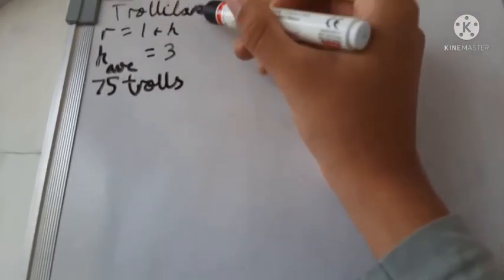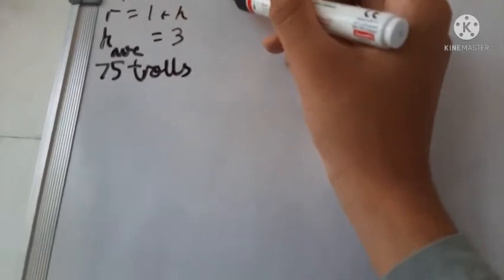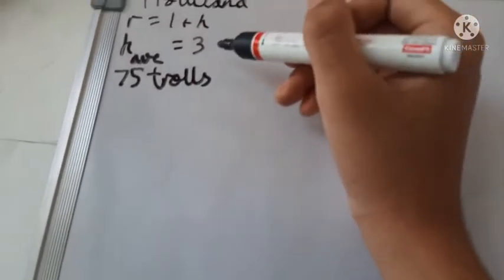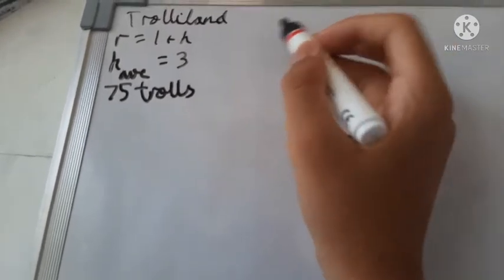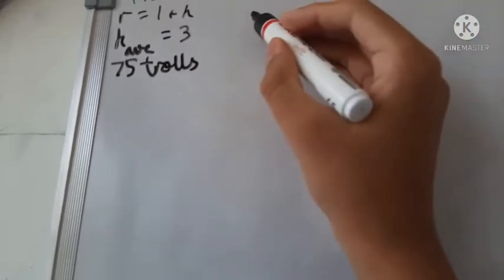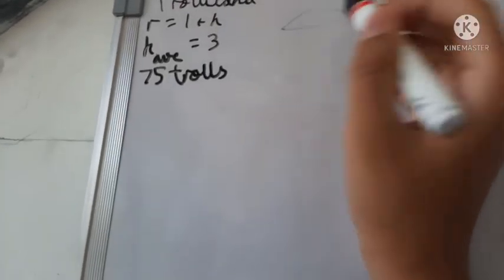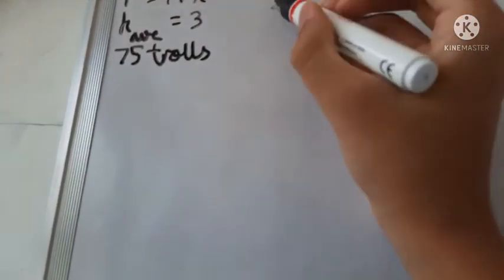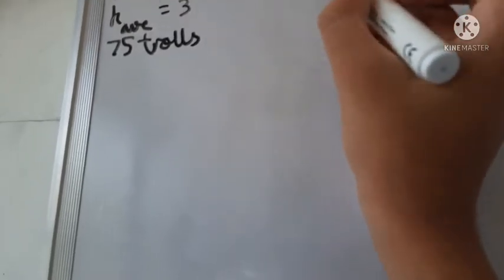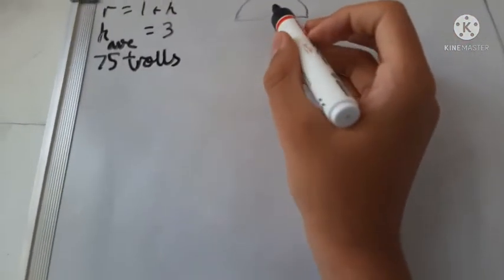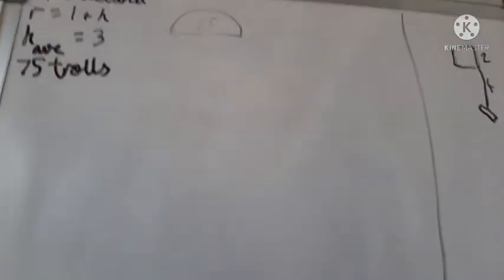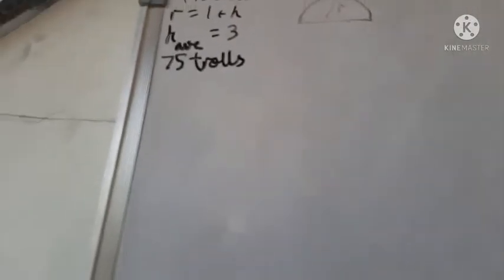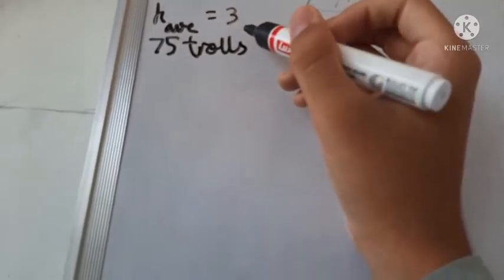Okay, so we have our first problem here. In a place called Trolleyland, a place of trolls, they construct bridges. So we know that it's a half circle. Okay, that's more like it. We know that it's a half circle for sure, right? With radius r, and r is said to be one more than the height of the trolls. Okay, and the average height of the trolls is 3.